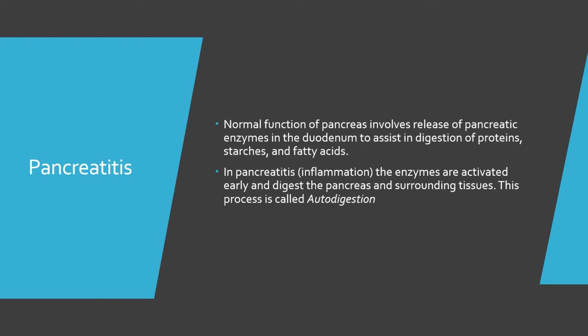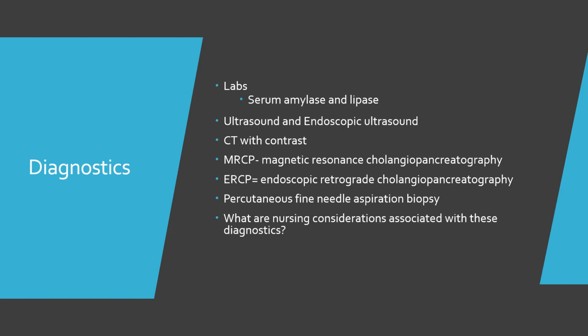So the exemplar that we're going to cover today is acute pancreatitis, but we're going to go over general pancreatitis and then compare and contrast acute and chronic. So what is the function of the pancreas? The pancreas secretes enzymes that help to digest proteins, starches, and fatty acids. Once the pancreas becomes inflamed, those enzymes get activated early, and they actually start to digest the pancreas itself. It attacks the pancreas and surrounding tissue, and that process is called autodigestion.